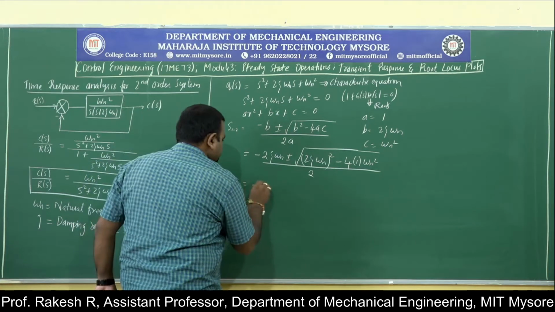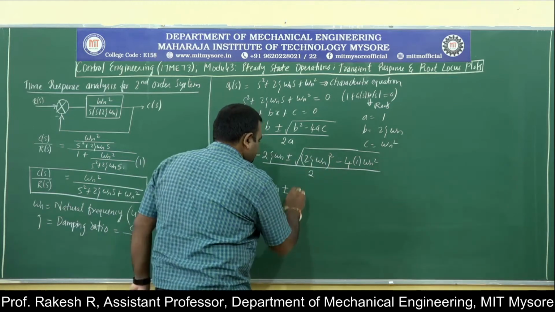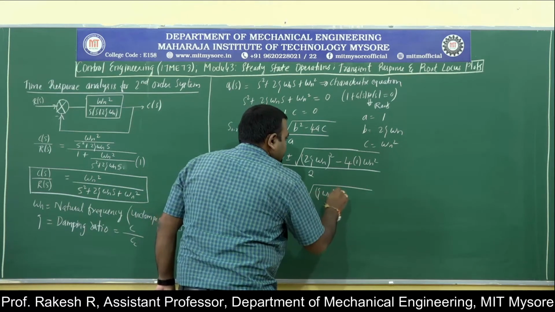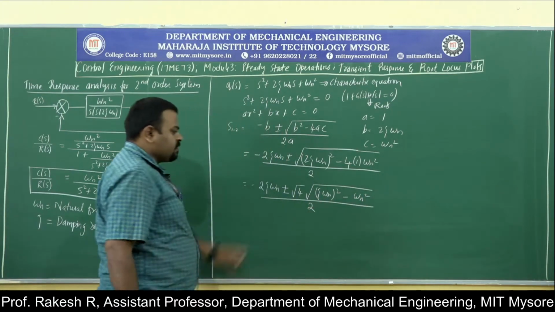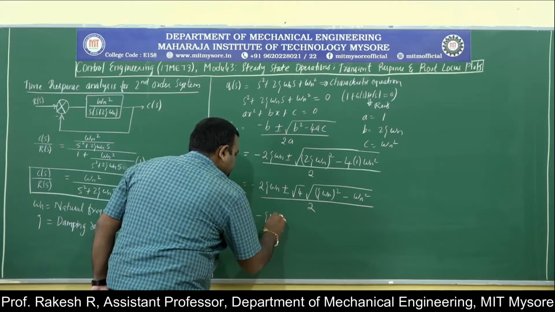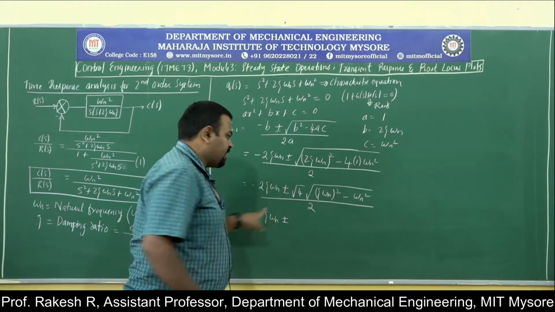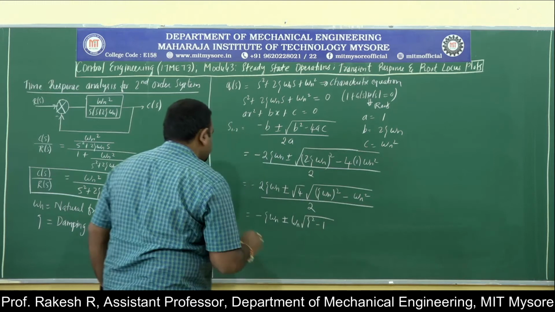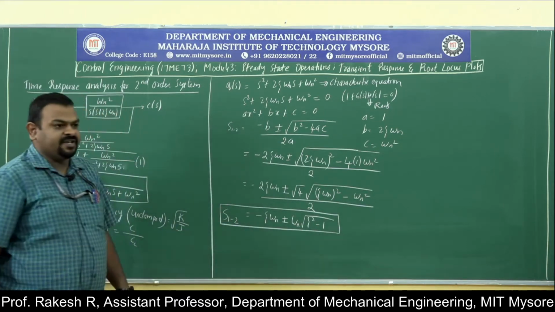So I will simplify this expression: minus 2 zeta omega n plus or minus, 2 2s are 4, I will take 4 common, root of 4 into zeta omega n whole square minus omega n square, divided by 2. So if I take the constants, 2 will cancel, minus zeta omega n plus or minus. If I simplify this, omega n square is common, I will take outside square root of zeta square minus 1. So S1,2 are the roots of the characteristic equation.